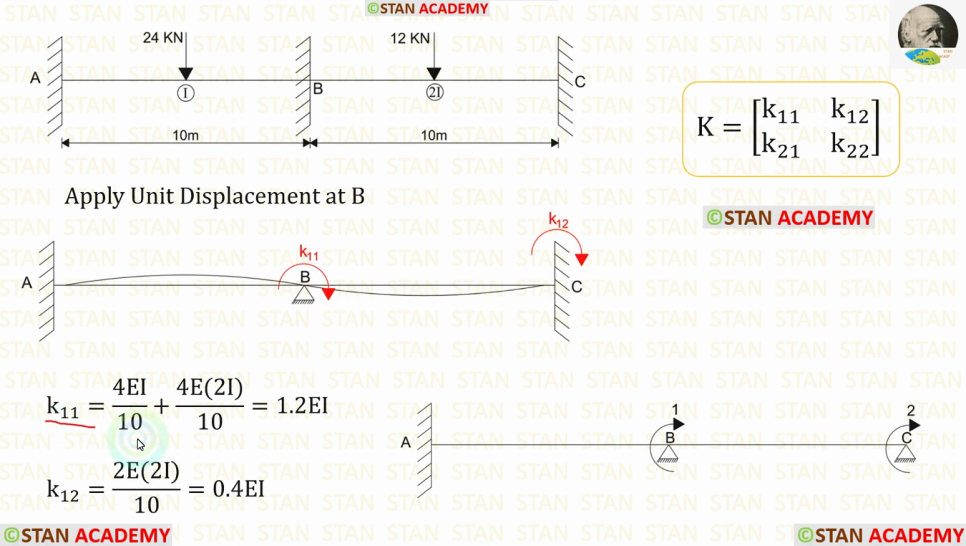For K11, there are two stiffness values. We have to add both of them. After adding, we are getting 1.2 EI. Now let us find K12.